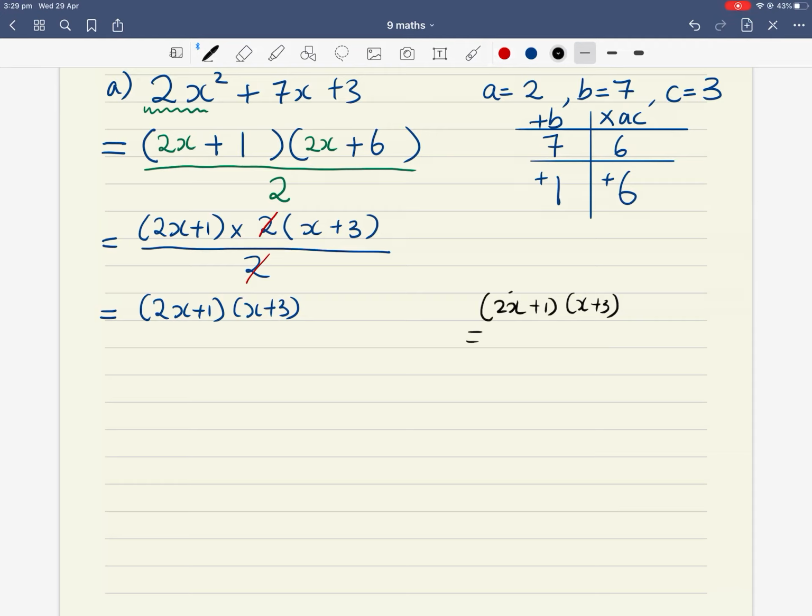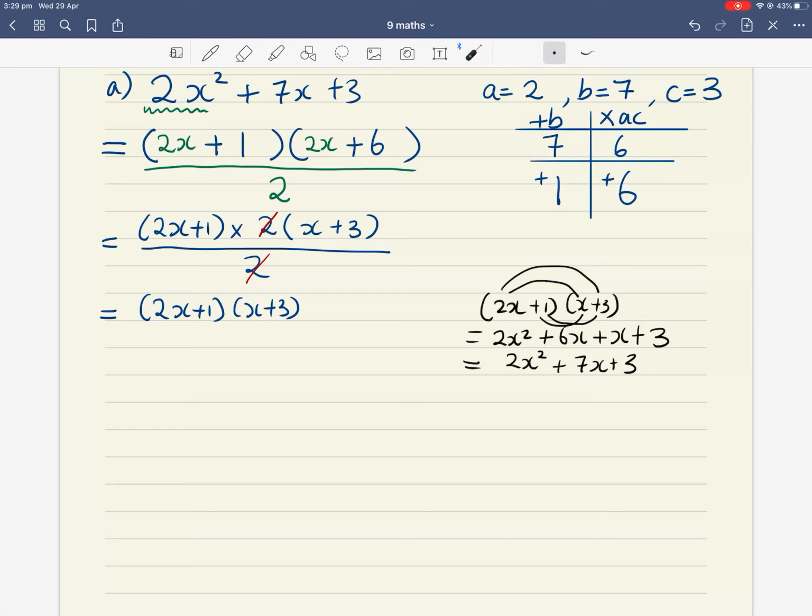How do you know you factorized correctly? You might want to do a side check. Just FOIL it first. So 2x times x gives you 2x squared. Outer, so 2x times 3 gives you 6x. Inner, 1 times x gives you 1x, and your last 1 times 3 gives you 3.